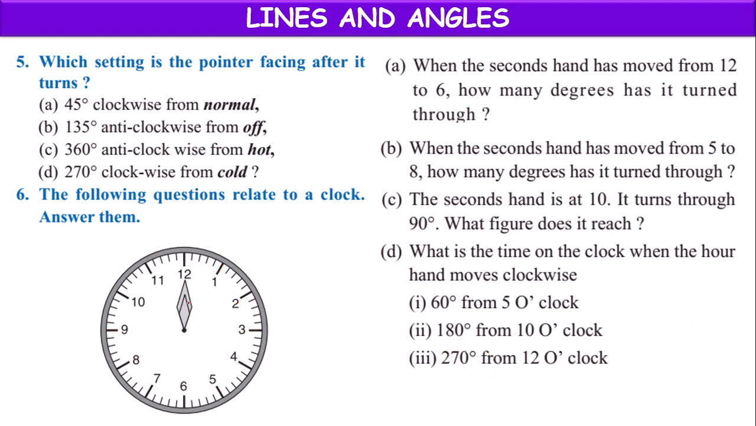It will be at 9, because this part is equal to 90, this part equal to 90, this part equal to 90, 270. Or 270 is 3 by 4th of 360. So you can directly take 9, because it is starting from 12 o'clock. That's why directly we can take 9.